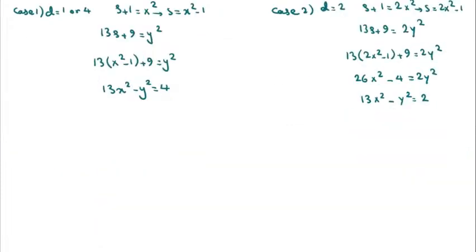Now, if you consider y squared mod 13, what is it? At first, let's consider it in general. For example, z mod 13 can be what numbers? Let's write. It can be 0, plus minus 1, plus minus 2, plus minus 3.